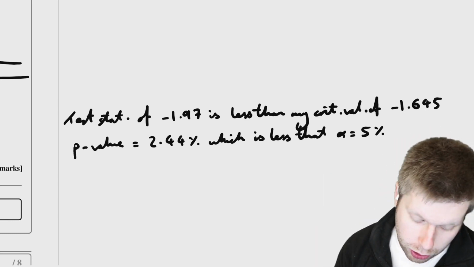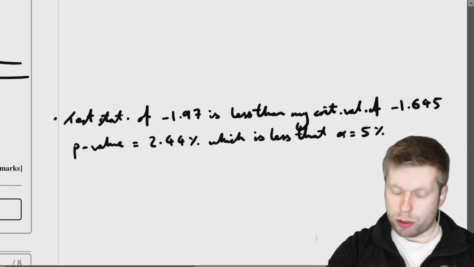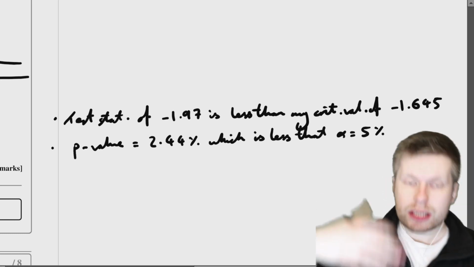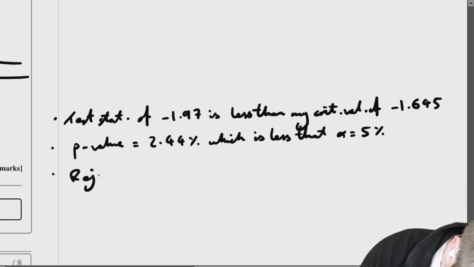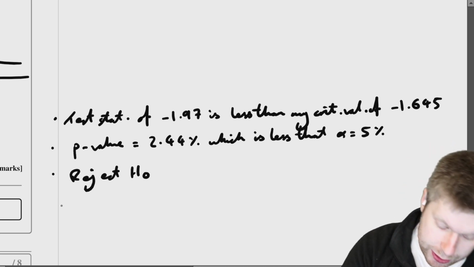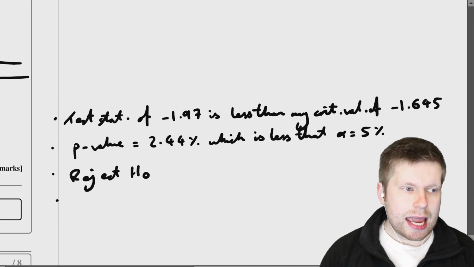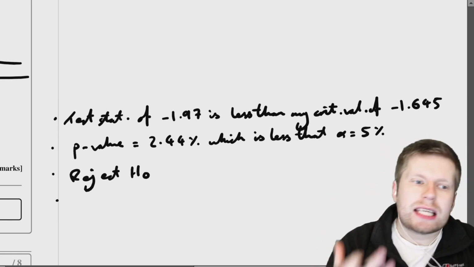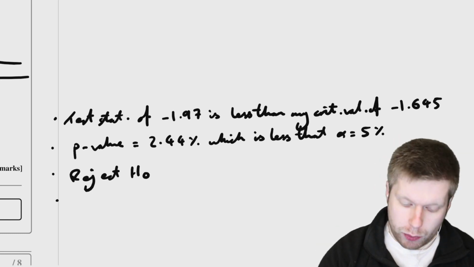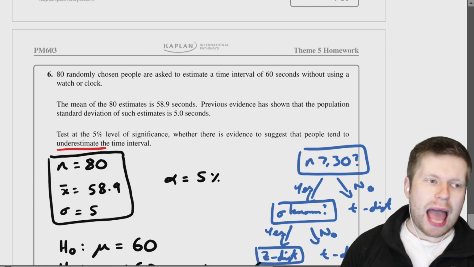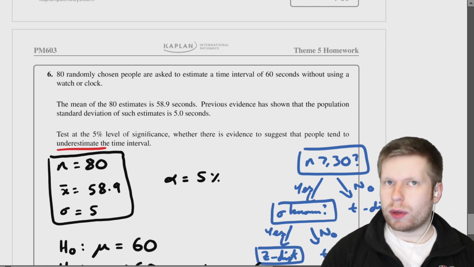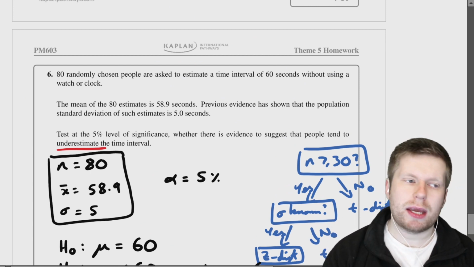So therefore, what's the conclusion? Well, the test statistic is lower than my critical value, the p-value is lower than my significance level, therefore I reject the null hypothesis. Okay, so I reject the null hypothesis. The last thing I need to state is what that means. What does rejecting the null hypothesis mean in the context of the question? Well, just remember, in the context of the question, I'm talking about people estimating a 60-second time interval without a watch or clock or any kind of timing means, okay?